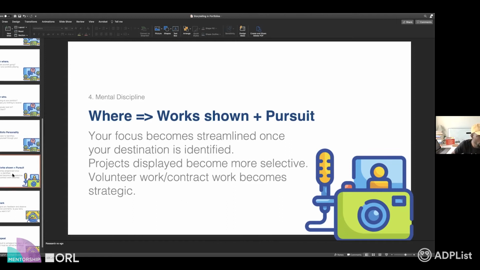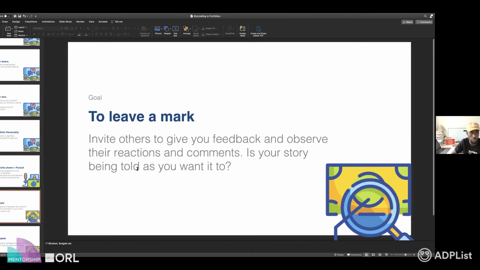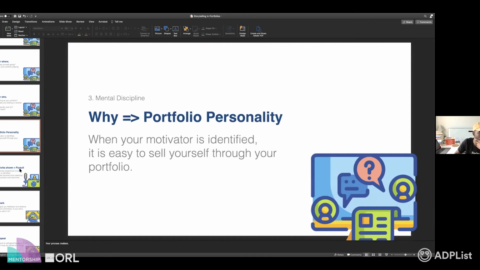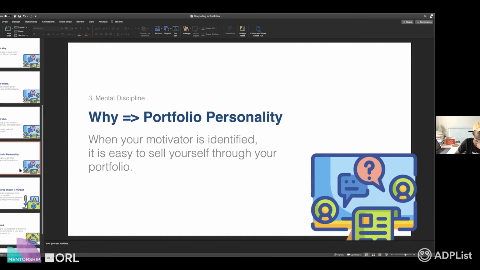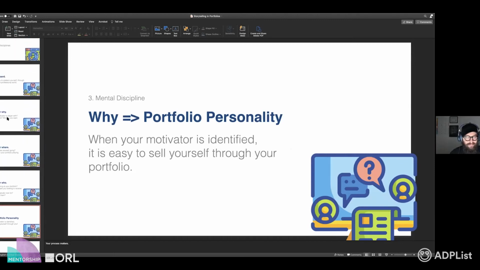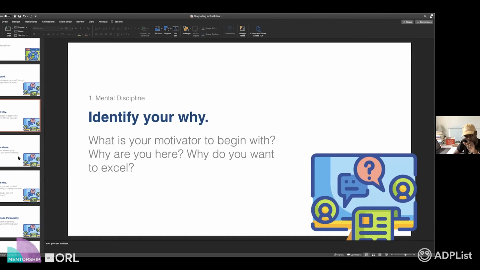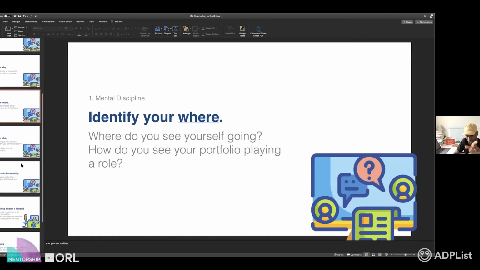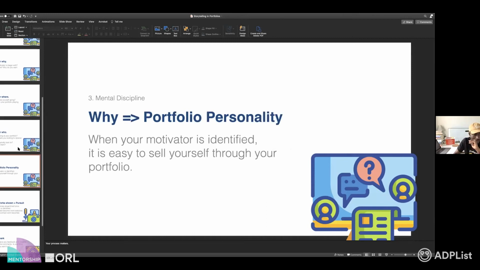Now let's go back here to, let's see, what's the goal? So the goal of storytelling in your portfolio. Actually, did I? Hang on. Okay, so I think I skipped the slide. We identified our why, we identified where, and then we talked about why it's important to identify these two aspects.